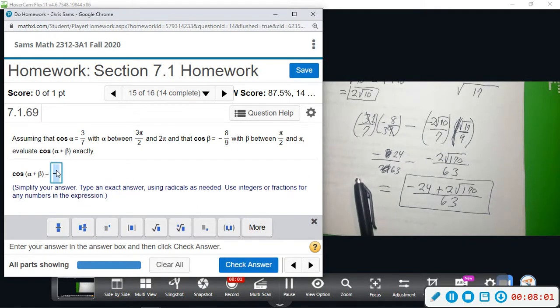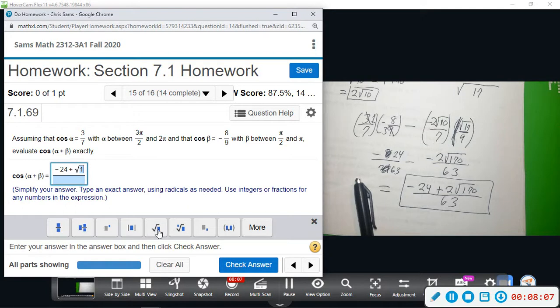So division bar, negative 24 plus square root 170. I need to go back out front, add that 2 square roots of 170 over 63.